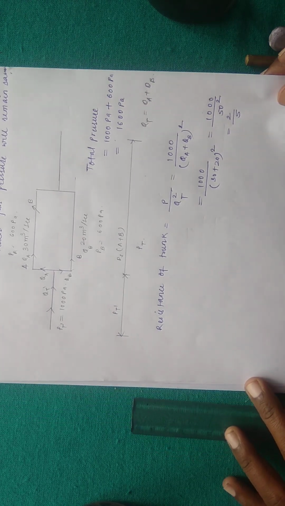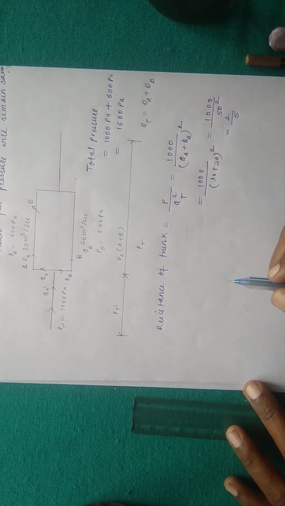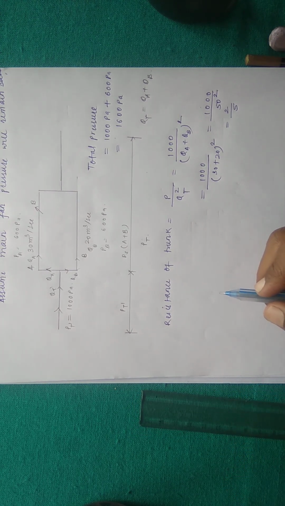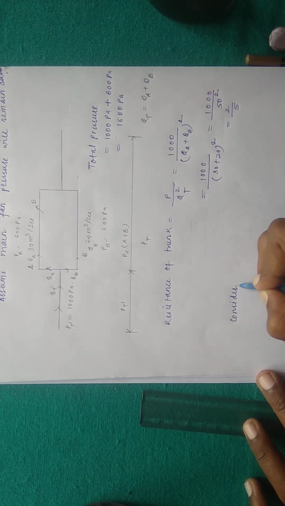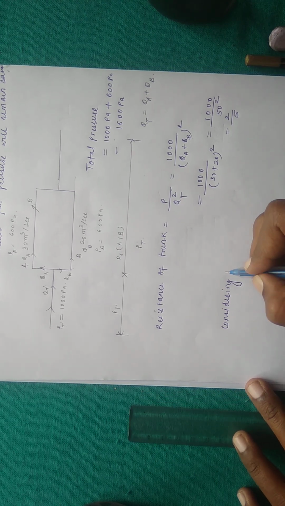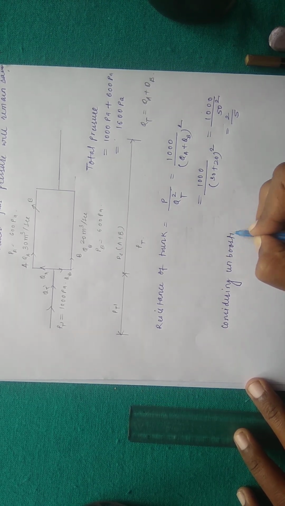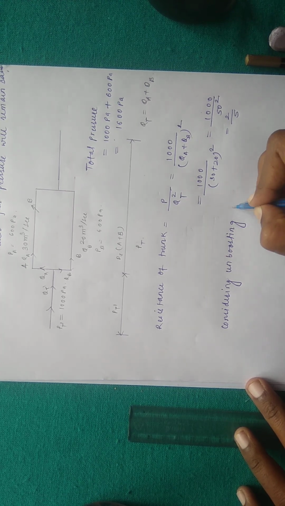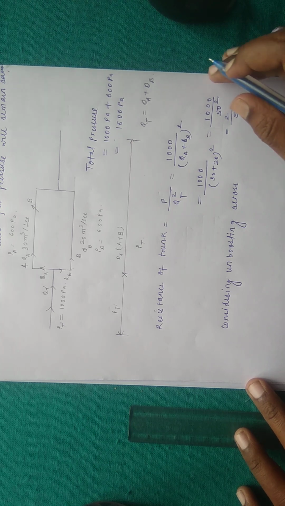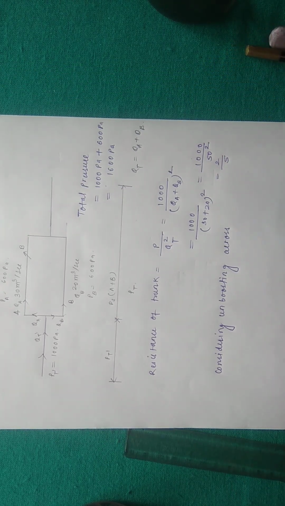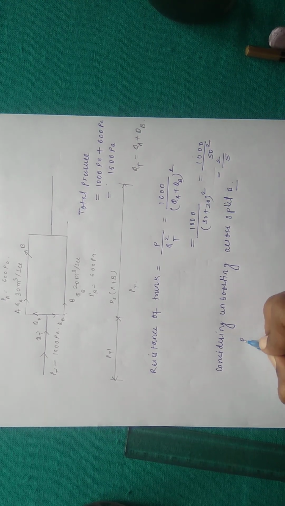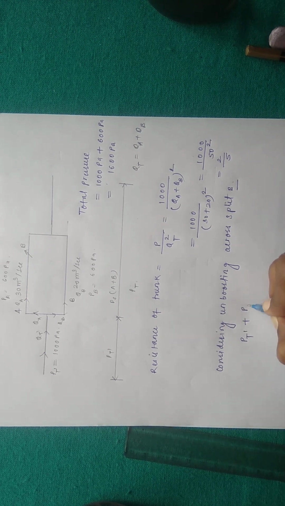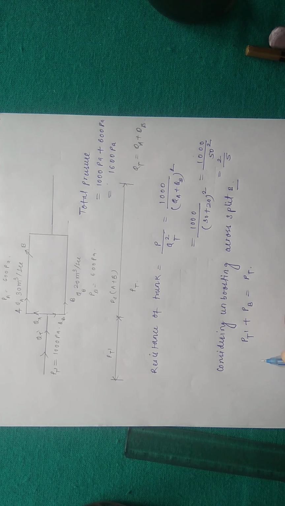Now again the condition is here. Considering unboosting across split B, meaning considering the booster fan not allowing air across split B, we get the pressure of trunk plus the pressure of split B equal to the total pressure. We use this formula.